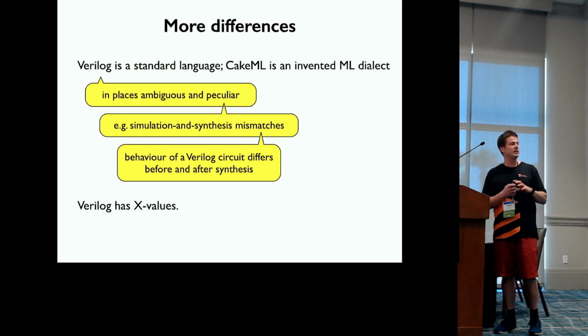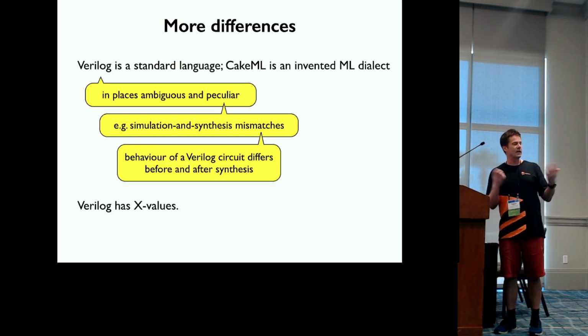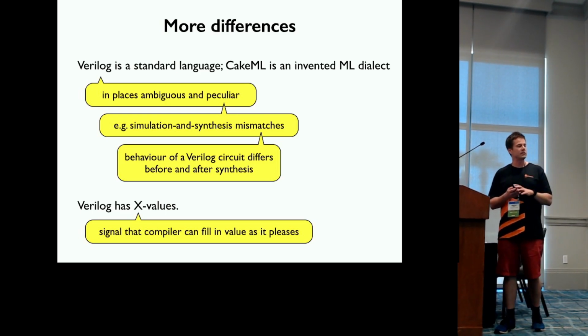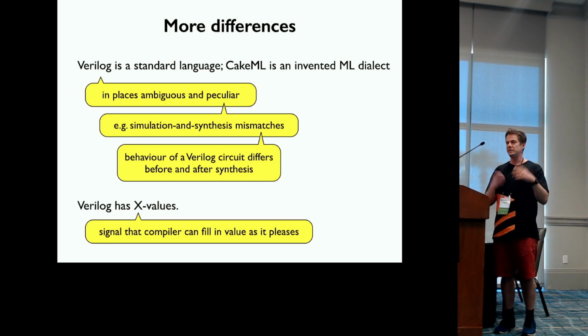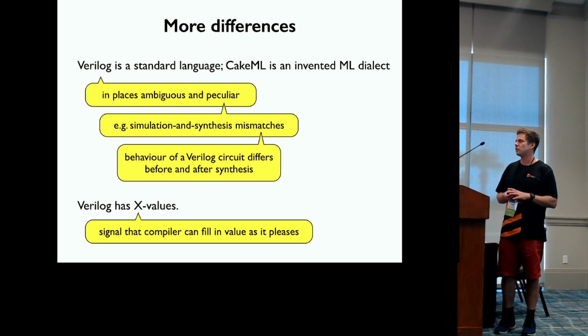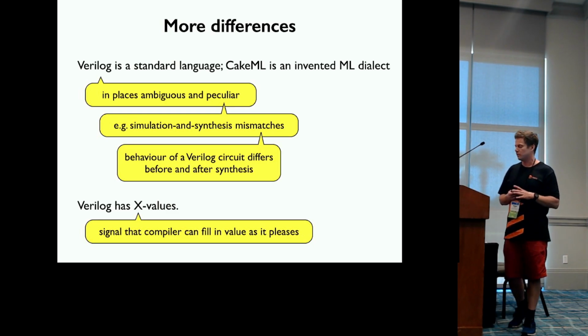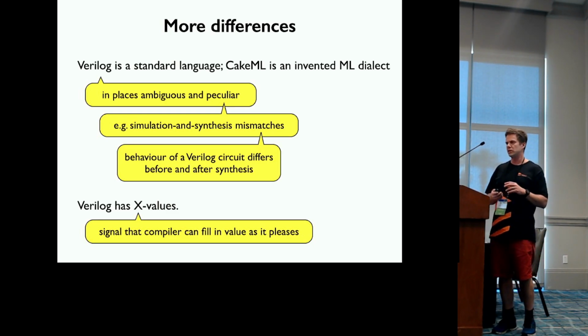And also another thing compared to software is that Verilog has X values, which means that you can signal that a compiler can fill in a value as it pleases, just to make the code generation. It has more opportunities for optimization, which I think most programming languages don't have.